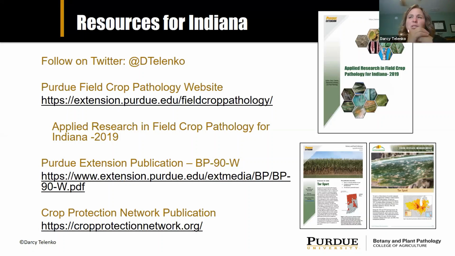And then if you're interested in all our field work, the 2019 field crop pathology research trials are available. It's about 70 pages. When we get done with 2020, that's where we'll be putting up the 2020 version. So we'll be continuing to add to these each year. And then there's also the Purdue Extension publications. We're going to try to work on updating some of these, but there's a new tar spot one. And then Crop Protection Network is another resource that is available if you're looking for more information on any particular disease.